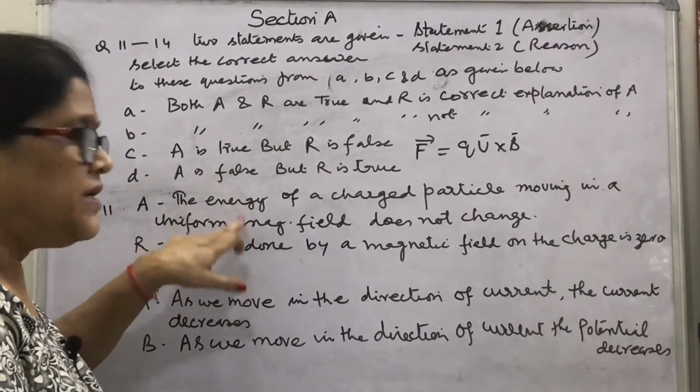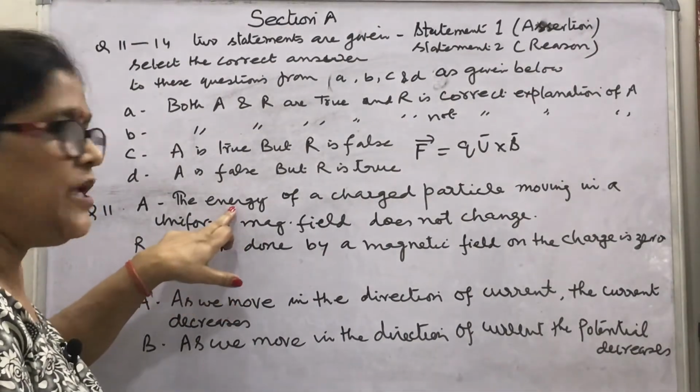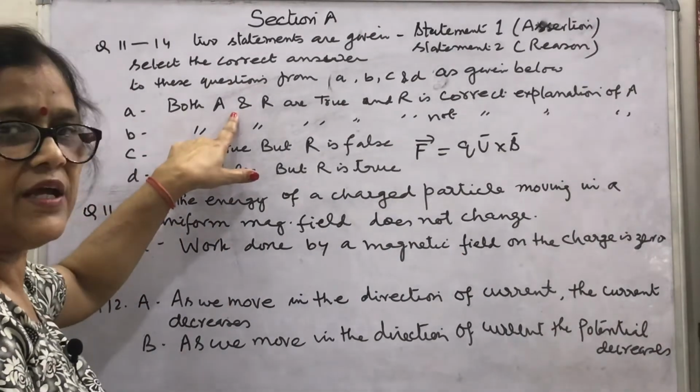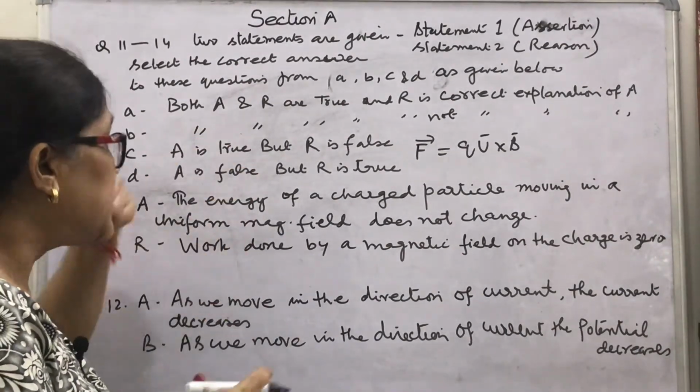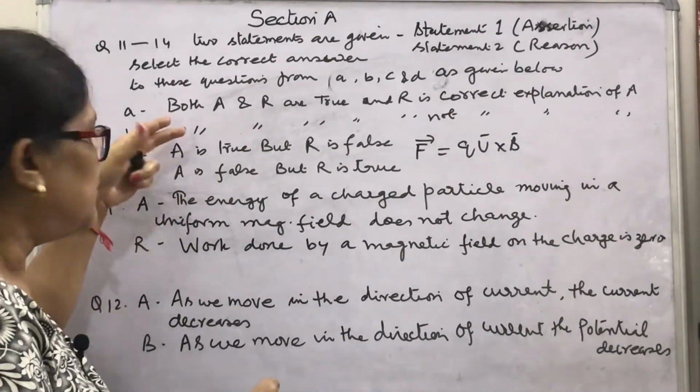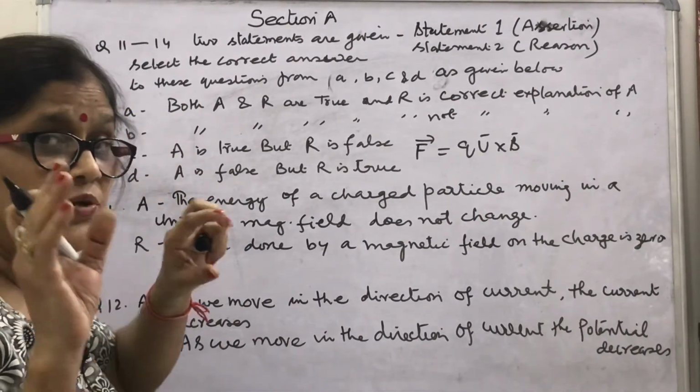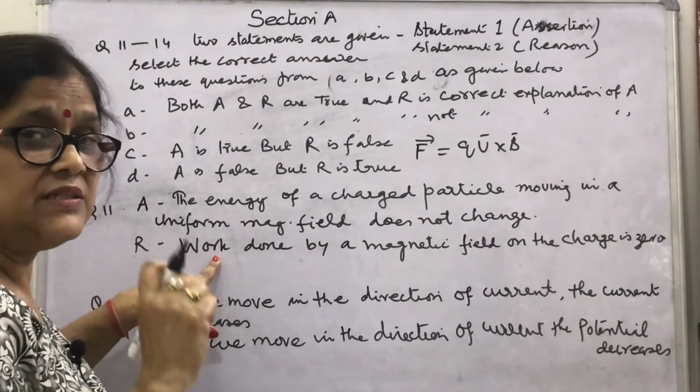Both are explaining, R is explaining A properly as per option A, or R is not explaining as per whatever the options are given. What is your opinion here? Tell me, what is your answer?